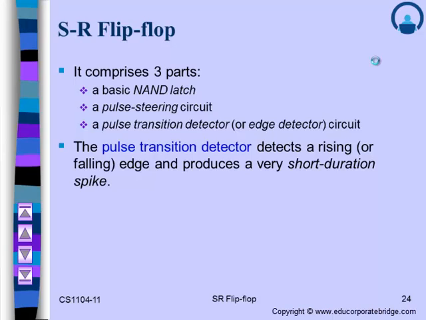The pulse transition detector circuit is that detector that detects a rising or falling edge and produces a very short duration spike. That is, the pulse transition detector circuit helps the flip-flop to change the output on the rising edge or on the falling edge, depending on the type of circuit it is designed for.